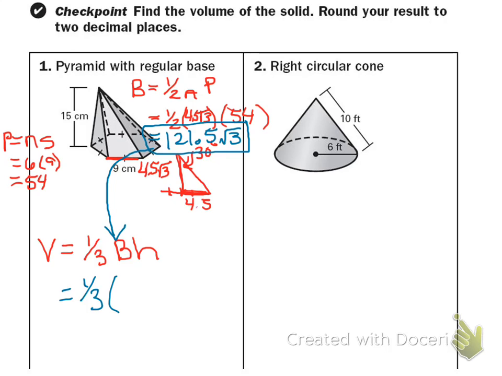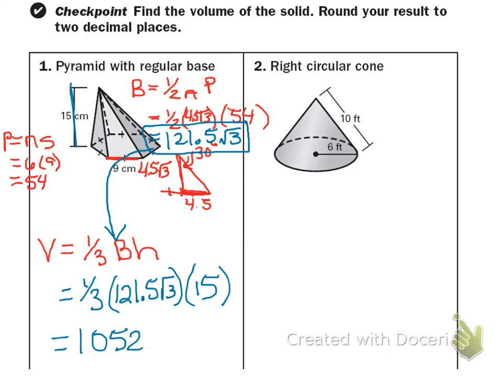And that's what you should have plugged in for the area of your base down here, so that you have 1/3 times the 121.5 square root of 3. That's the area of your base. And then multiply it times your height. Your height was this 15 on the outside here. Once you plug that into your calculator, you should have ended up with 1,052.22 centimeters cubed. All right, pause the video, try the right circular cone.